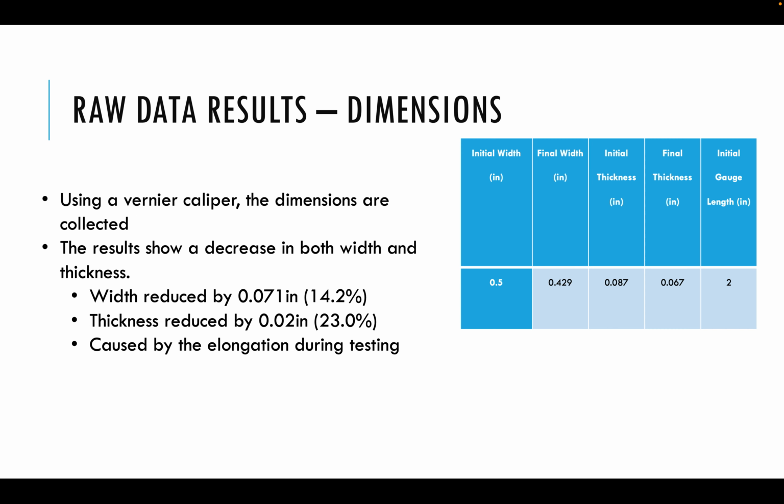First, we collected various measurements, including the dimensions of the specimen before and after testing. Using a vernier caliper, we measured the width and thickness of the specimen before and after it reached the breaking point. The results showed a decrease in both the width and thickness of the specimen after testing, which was caused by the elongation of the material. Specifically, the width was reduced by 0.071 inches, corresponding to a 14.2% decrease, and the thickness was reduced by 0.02 inches, which corresponds to a 23% decrease.